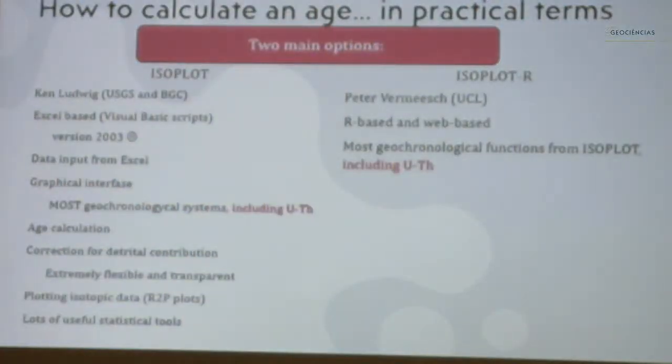But because Isoplot is getting more and more difficult to run, Peter Vermeesch from University College London wrote an R-based code based on Isoplot, but it's a different code from Isoplot, and it has most of your geochronological functions, not all of them, and very importantly, it is web-based. So I'll show you in a second how it works.